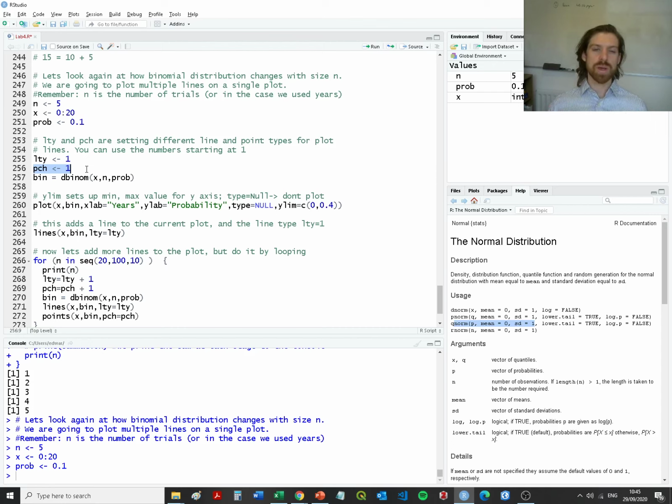And in R, you can specify up to a very large number of point or line types, and they usually take a digit number. So if you select point type 1, you might get a triangle or a square. Point type 2, you might get a cross.